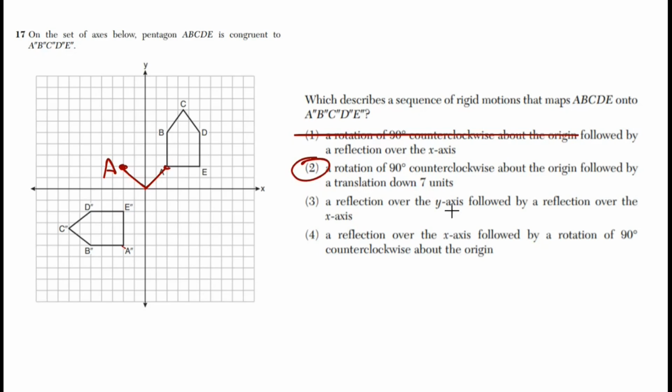Really kind of tempting to say, all right, let's reflect it over the y-axis and then reflect over the x-axis. But if you can imagine we did that, it would look like, pardon my drawing, and then if we reflect it over the x-axis, it would look like this instead. So it can't be 3.